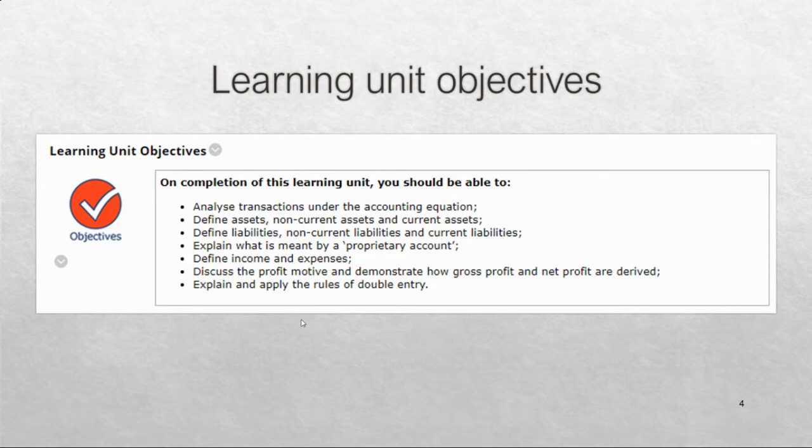Then we'll discuss the profit motive of a business, and we're going to demonstrate how gross profit and net profit is calculated. Derived means calculated, and then explain and apply the rules of double entry accounting.